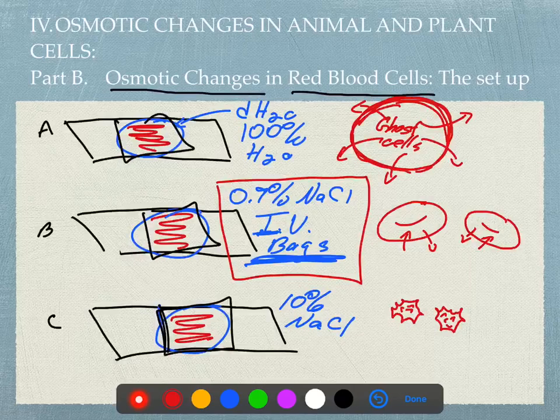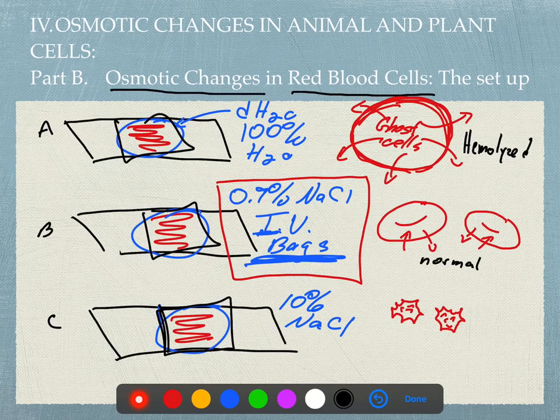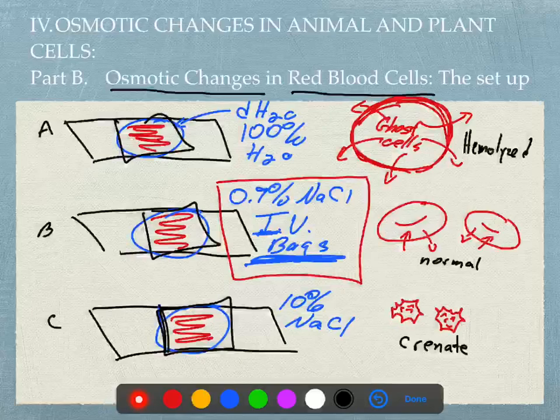All right, so how do we describe all of these cells? We have terms for these cells in your manual. We give you a diagram, and we show you images of each, and we describe what they look like. So this one here would be hemolyzed, right? Destroyed. These would appear normal, and these would appear crenate.